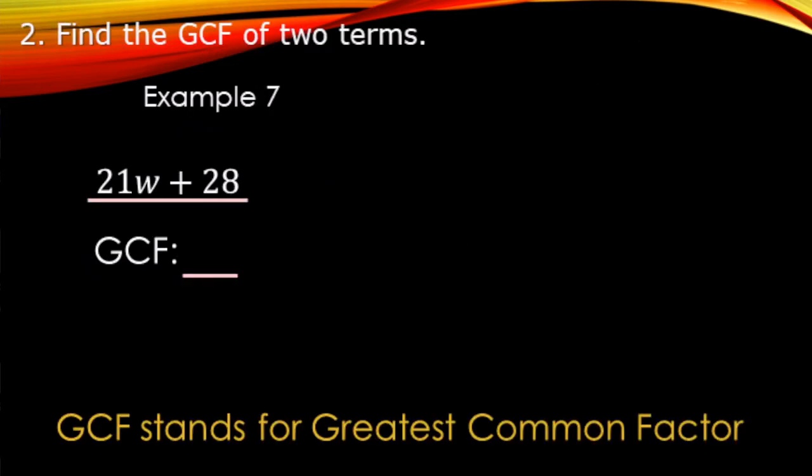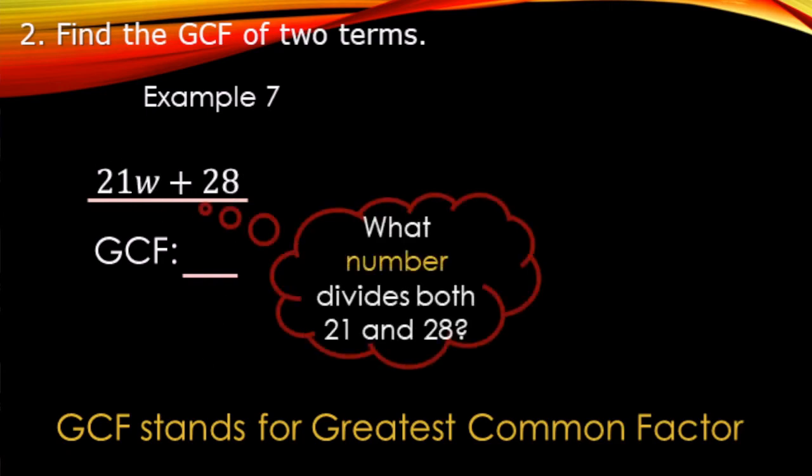Now we're going to look at greatest common factor, or GCF. It's also called greatest common divisor because we're looking at what divides into our 2 numbers here. So we have 2 terms here. We've got a 21w and a 28. So we're looking at what number divides both 21 and 28. So the greatest common factor between these 2 is going to be 7. 7 divides into 21 and 7 divides into 28. And it is the greatest number that divides them both.